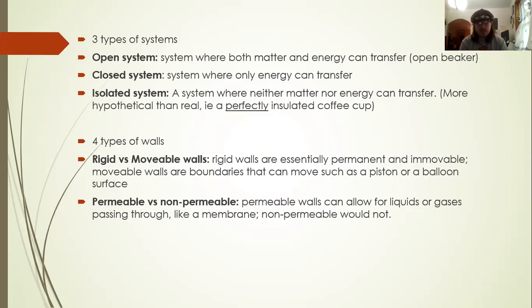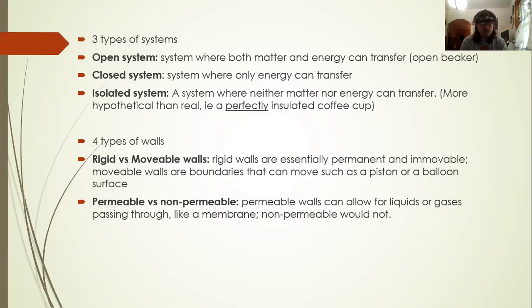And an isolated system. We're never going to get a true isolated system, but we can deal with hypotheticals. So a system where neither matter nor energy can transfer. And in these systems, we're going to have four types of walls. And there are just four different basic definitions.